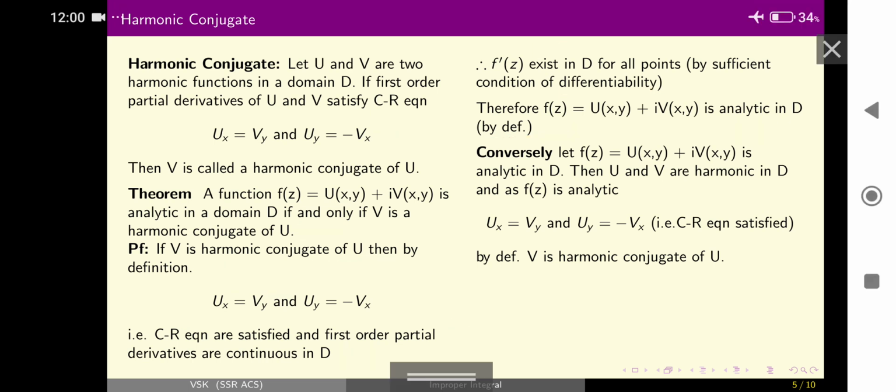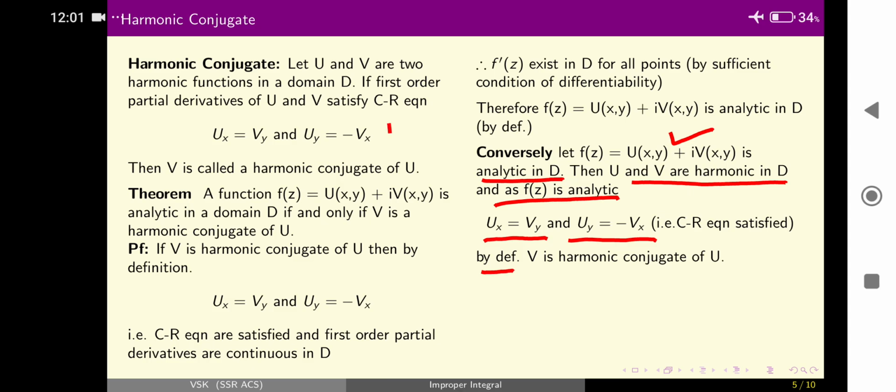Now conversely, let f(z) = u(x,y) + i v(x,y) be analytic in D. So this is our supposition. Then u and v are harmonic in D, as we have seen in the last slide, and as f(z) is analytic, it satisfies the CR equations u_x = v_y and u_y = -v_x. From this, by definition, we obtain that v is a harmonic conjugate of u. In this way, this theorem is proved.